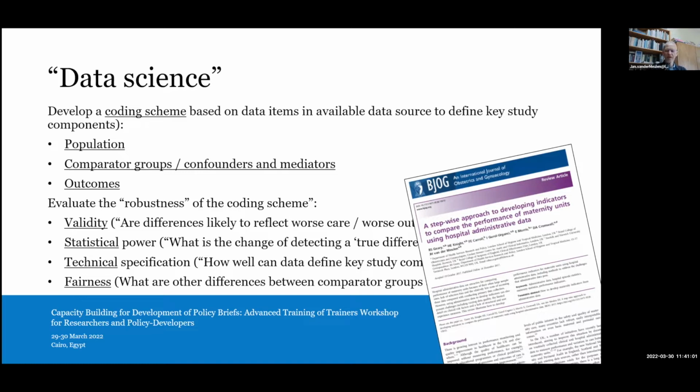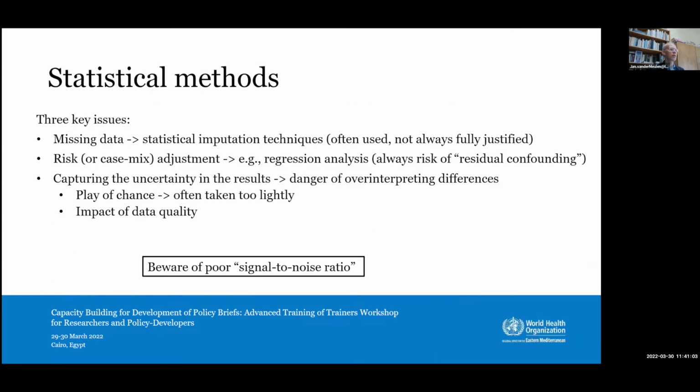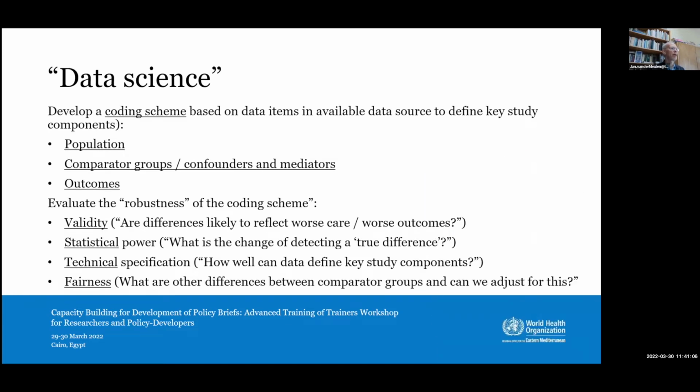You have to think about the validity of what you have. For instance, if you have an outcome, are differences in these outcomes really reflecting worse care or worse outcomes? Those kinds of questions. You have to think about the statistical power. What is the chance of detecting a true difference? You have to think about how well these key components can be defined based on the specific data items that we have access to. And you have to think about the fairness of it.